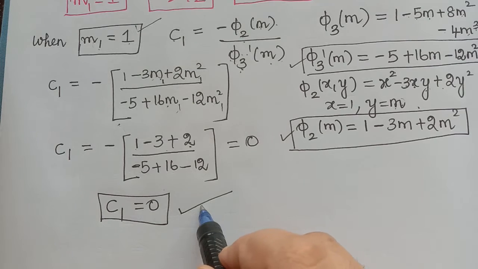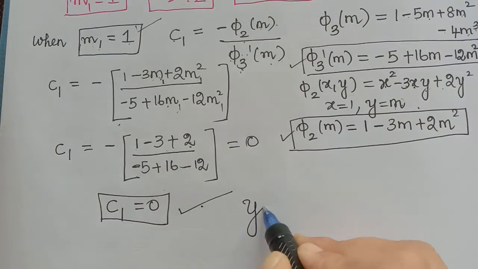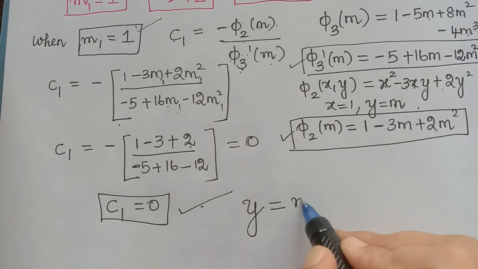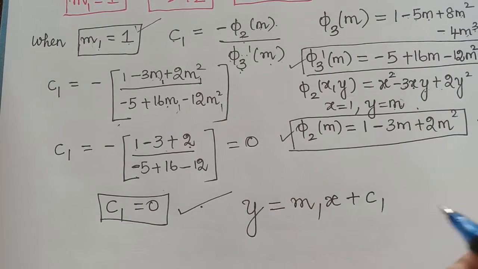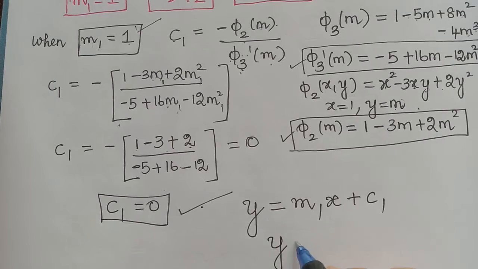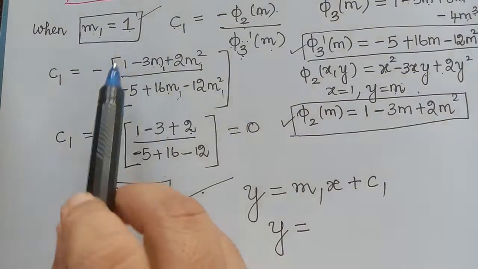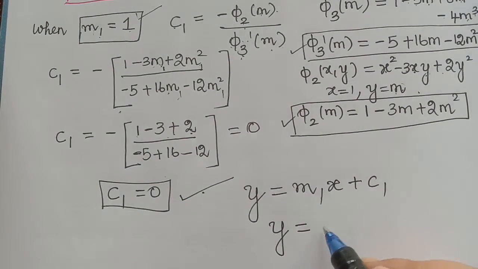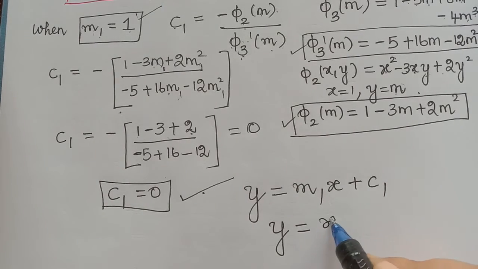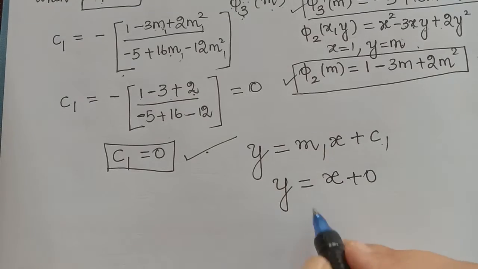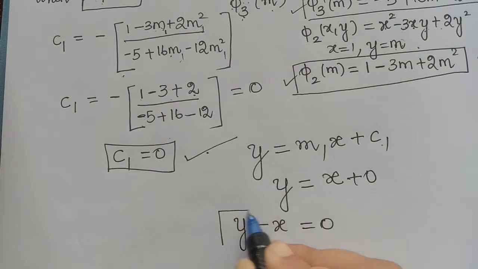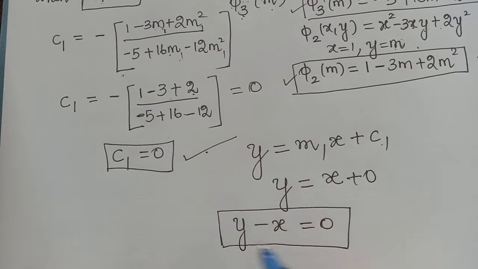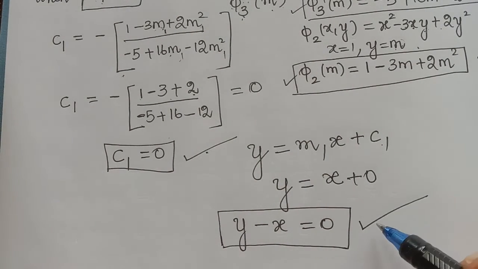And therefore what will be the equation when we substitute y equal to mx plus c? That is, we know that one of the asymptotes is m1x plus c1. So therefore the asymptote y will be equal to m1, which is 1. So when you put 1 here, it is x. And this is 0, so plus 0. So bringing this x to the left, we get y minus x equal to 0 as one of the asymptotes. So this is the first asymptote that we have obtained.